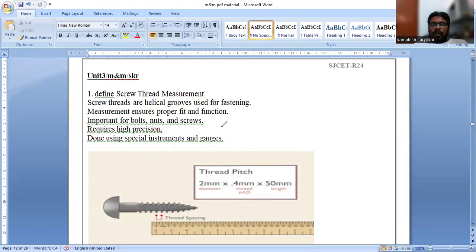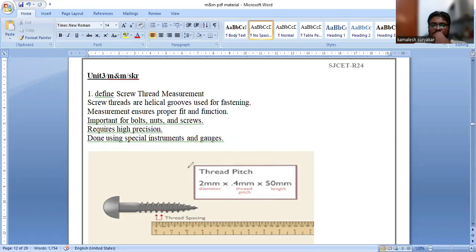So welcome to this unit 3. This is the metrology, measurement and metallurgy subject. Unit 3 I am taking. So I am only discussing some 10 to 12 important questions. If the unit is long, then it will go to 14 to 15 questions. Don't mind, but I am explaining them briefly with diagrams here.